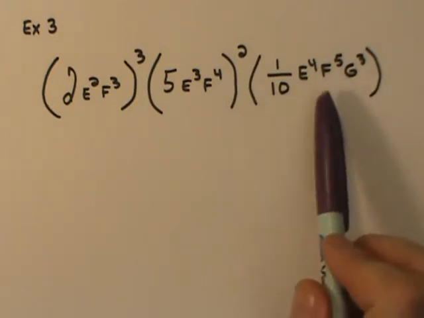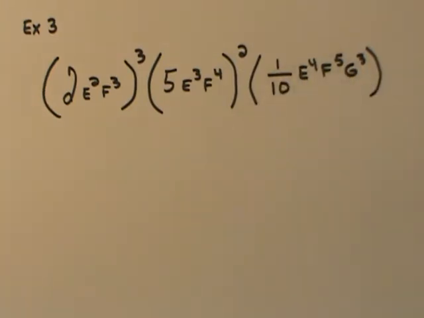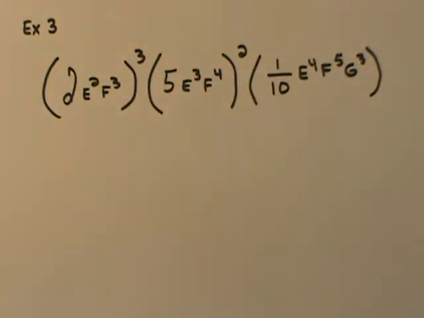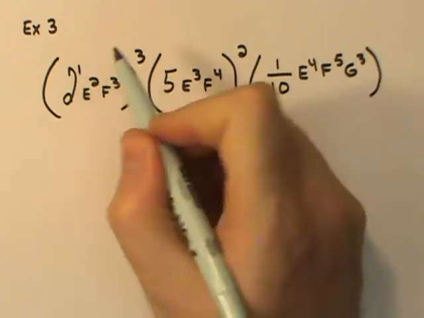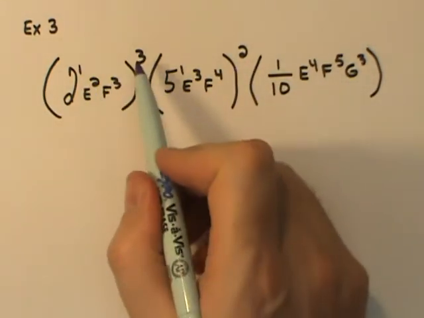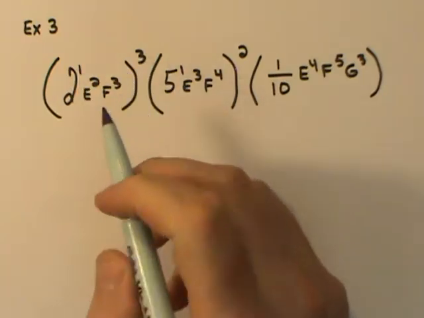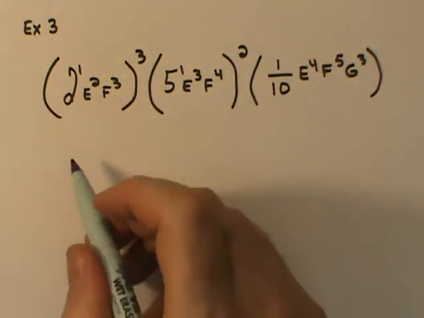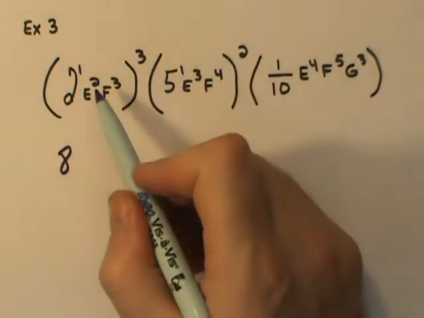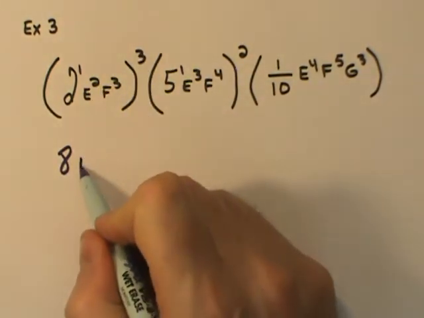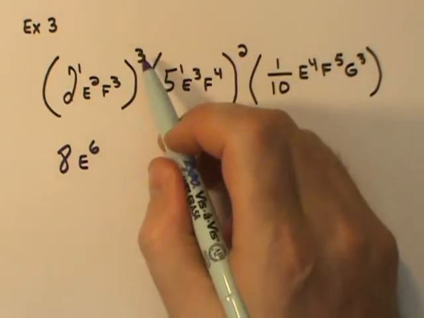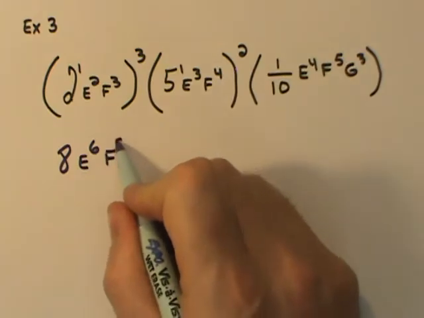We're not going to use rule number 2, power to a power. We will, however, use that power to a power for the first two terms. And so I'm going to put my exponents in here, and I simply want to distribute that. And so this becomes 2 to the 1 times 3, which is 2 cubed. I know 2 cubed is 8. E to the 2 times 3 becomes e to the 6th.